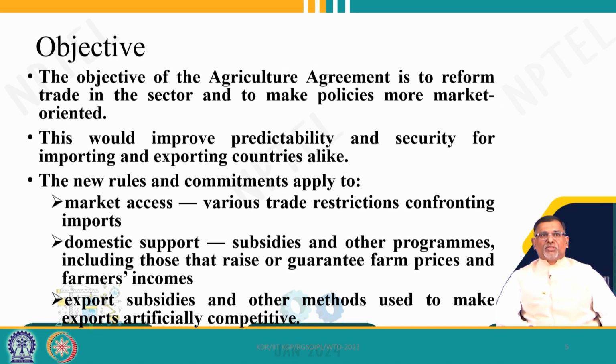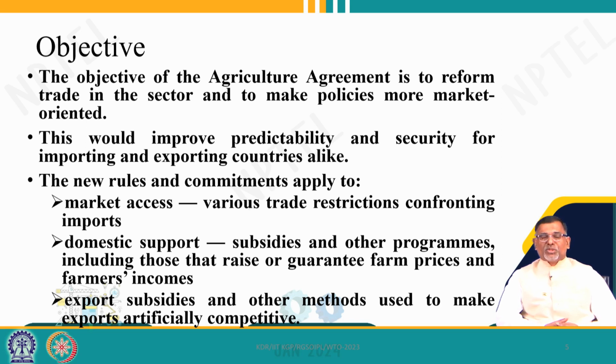And what is the objective of this agreement, the Agreement on Agriculture? It is a single objective, which says that it is to reform the agriculture markets and improve the predictability and security for importing and exporting countries. So, the commitments are specific to three pillars of the agriculture agreement, and first, market access.